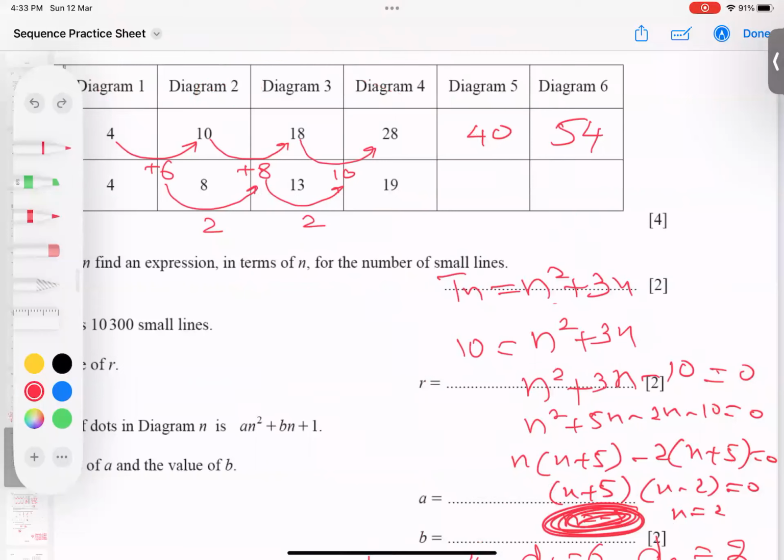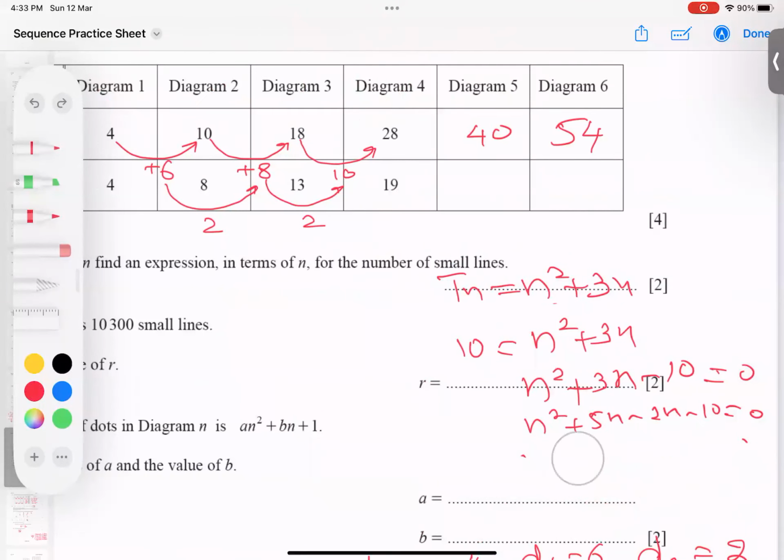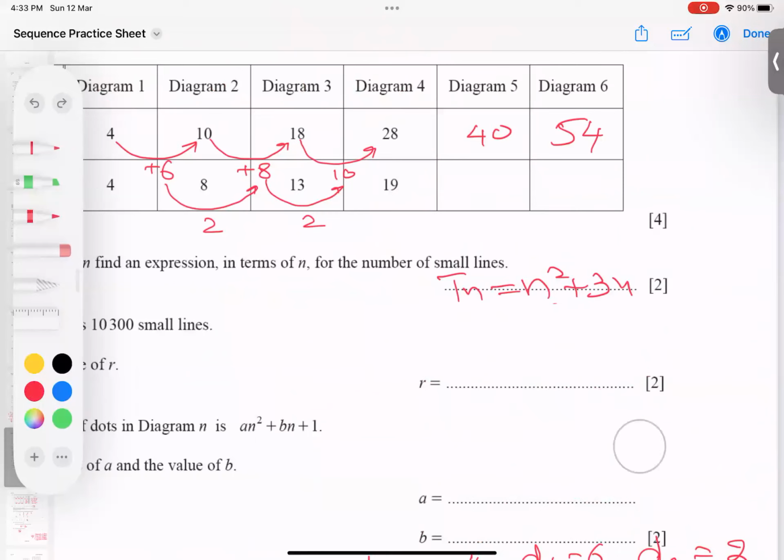So it means whenever we need the diagram number, what I will do is, for example, if I want to see that this 18 is which diagram number, I know it is 3. So I will plug in 18 in the place of Tn and solve it. I believe you got the point very, very clear.